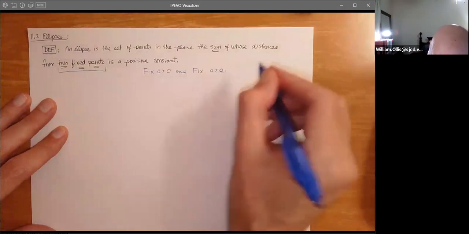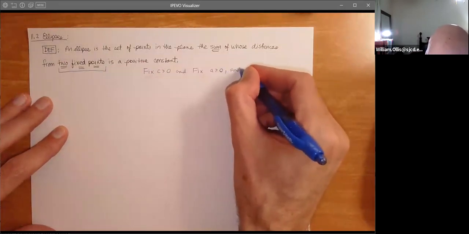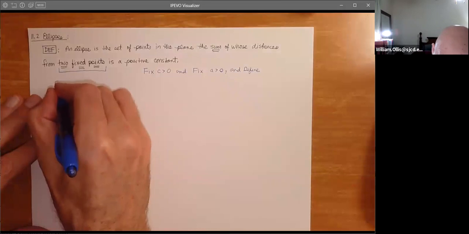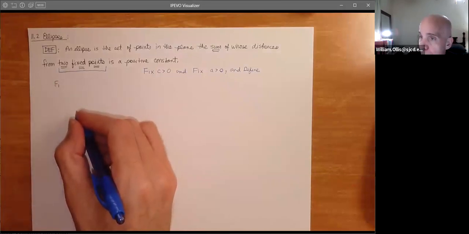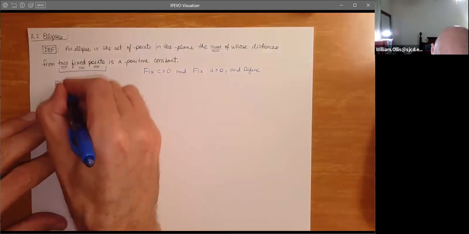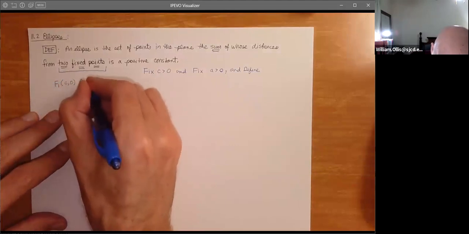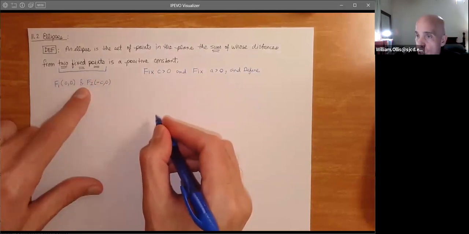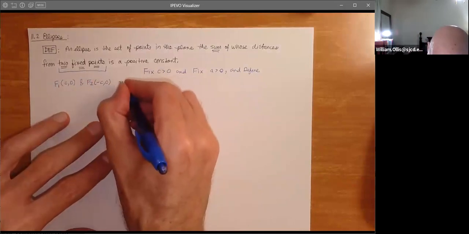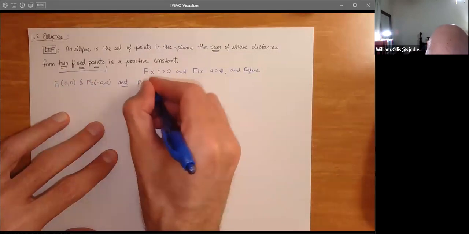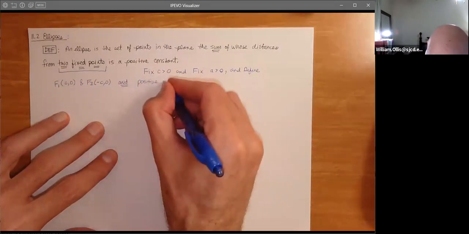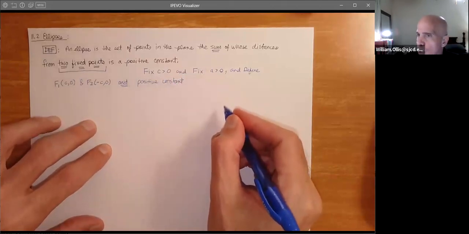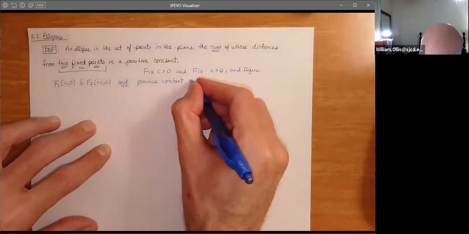And we define the foci. We're going to say focus 1 is going to be symmetric about the origin. Again, we're going to be real lazy. Focus 1 will be (c, 0), and focus 2 will be the additive inverse, (-c, 0). So this is going to be symmetric around the origin. And the positive constant will be determined a little bit differently. The positive constant will utilize a, but we're going to make the algebra a little bit simpler and use positive constant equals 2a.